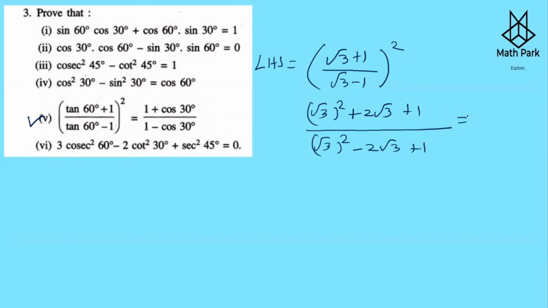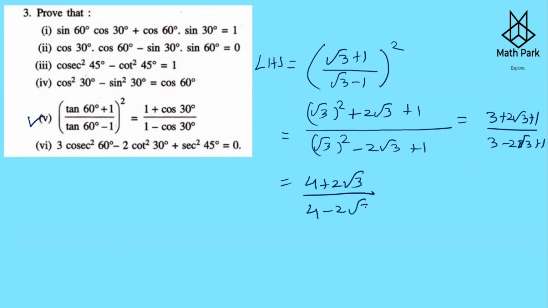So this is root 3 square is 3 plus 2 root 3 plus 1 upon 3 minus 2 root 3 plus 1. So this we get as 3 plus 1, so it is 4 plus 2 root 3 upon 3 plus 1. This is 4 minus 2 root 3. So from this we can take 2 common.